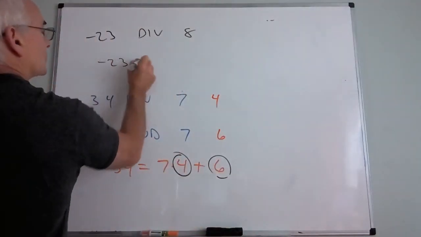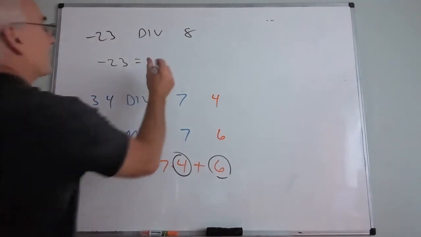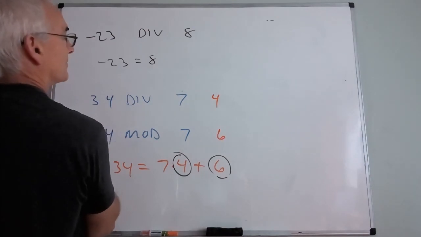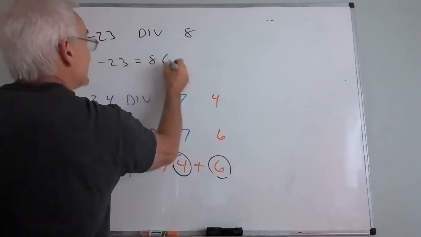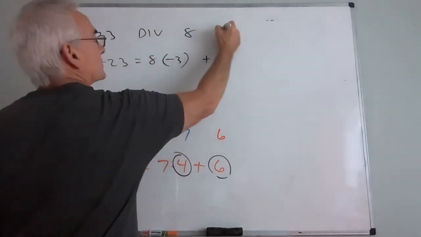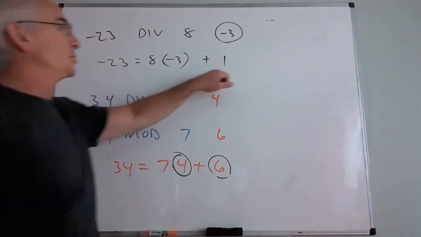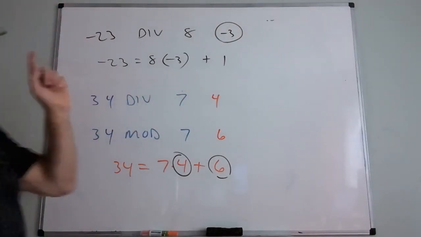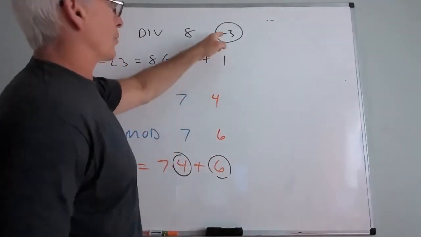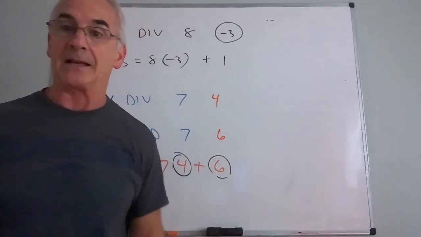Negative 23 equals, you said, I'm sorry, you said 3 or 4? I said 4 at first, but they corrected me. So what should it be? It's negative 3 times 8 plus 1. So therefore your answer is negative 3. And by the way, always do this because now you have absolute certainty. If I don't do this and I have a wrong number here, which is common, then it appears to be an absolute blind guess.